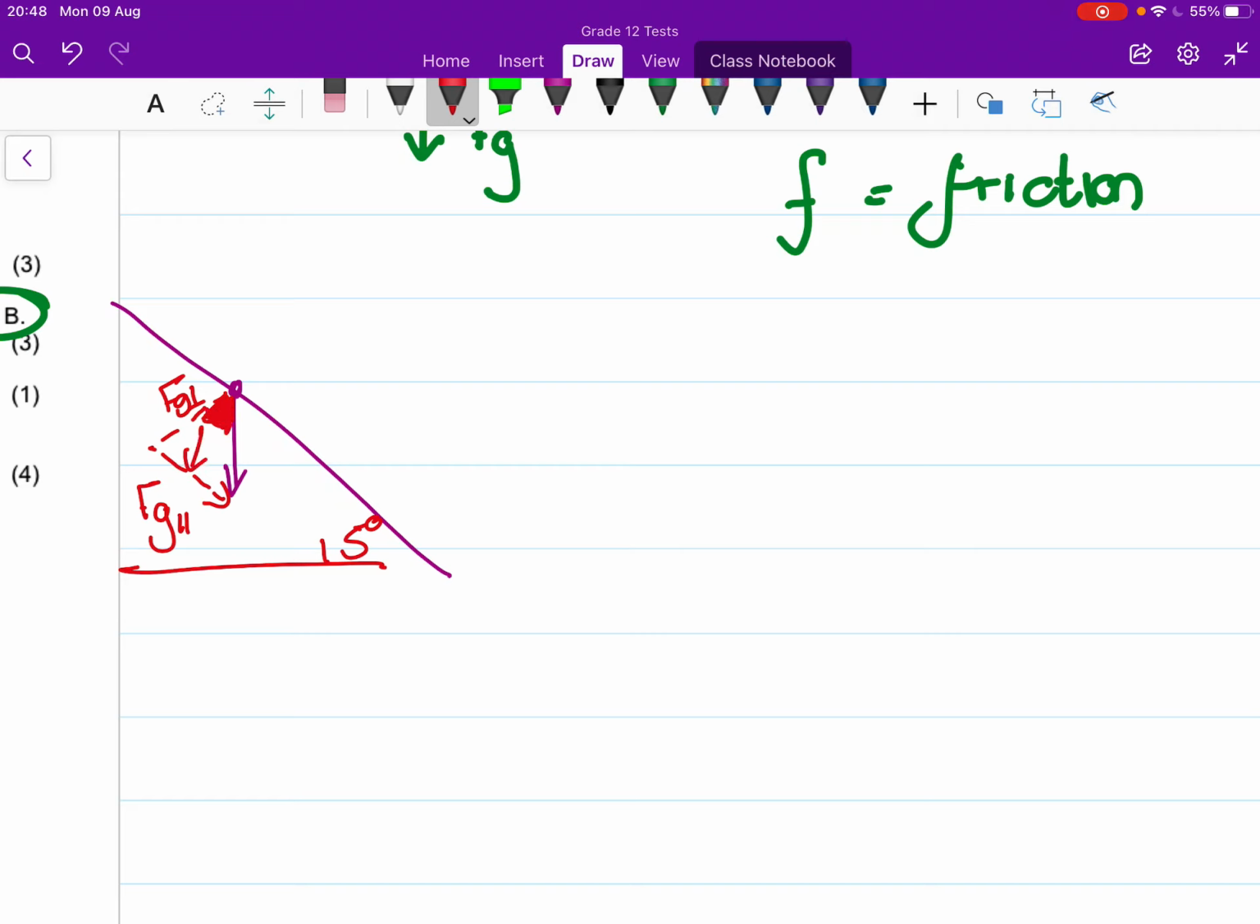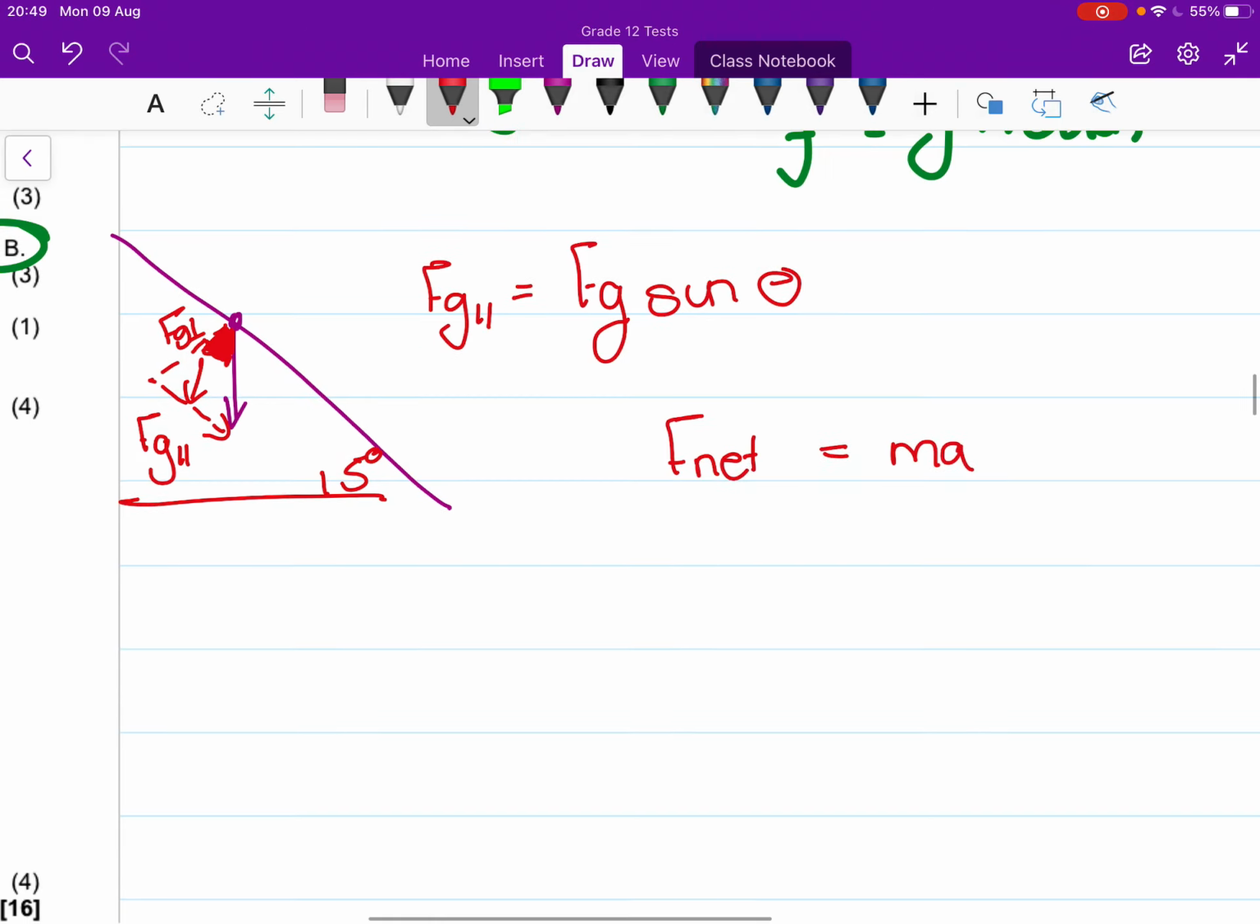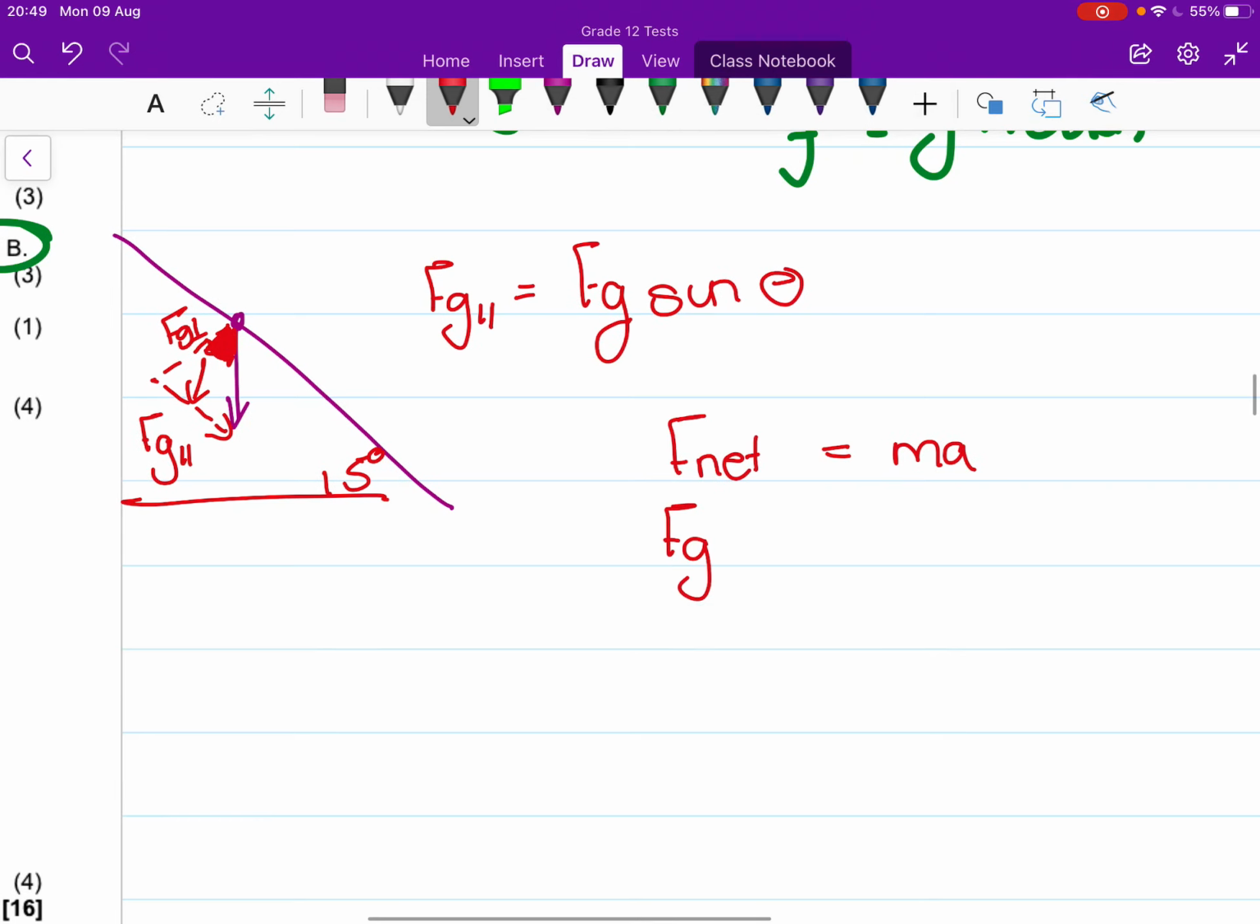So I need FG parallel. Okay? I'm going to need to work out FG parallel because that's the force that's pulling it down. And it's opposite the angle. So this is going to be FG sine theta. Now, F net equals MA. F net, the only force acting on it is FG parallel.